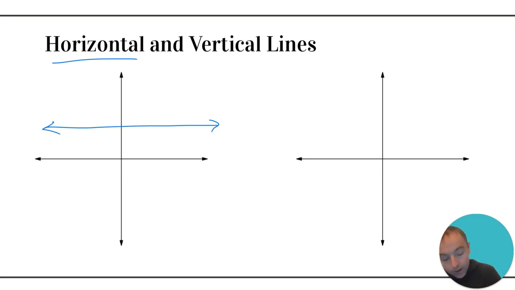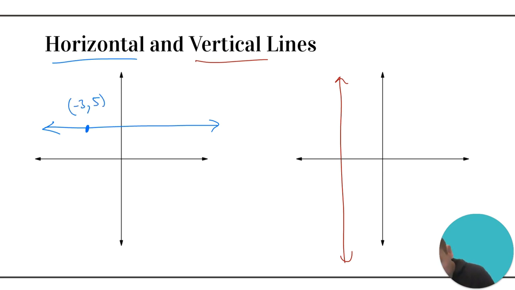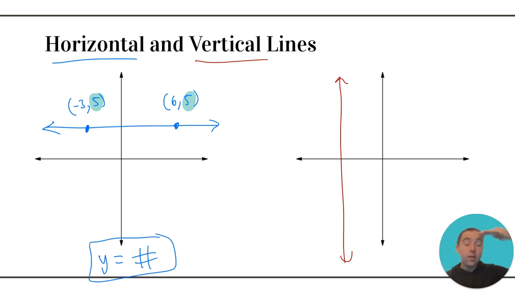And so what we'll see happen in horizontal lines, if this point right here is say like (-3, 5), and then this point right here has an x-coordinate of 6, it also has to have a y-coordinate of 5 as well. So we're going to see that the y-coordinates are all the same. So whenever you have a horizontal line, y equals whatever number it is at height-wise is always the equation. So it's just y equals the number. There's no x in the equation, okay?